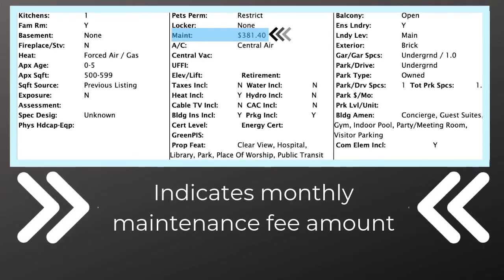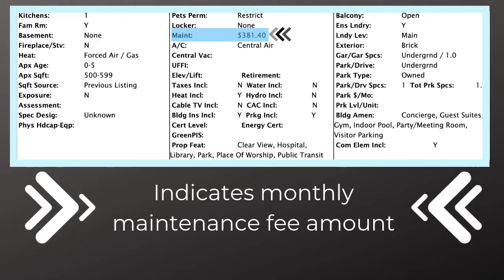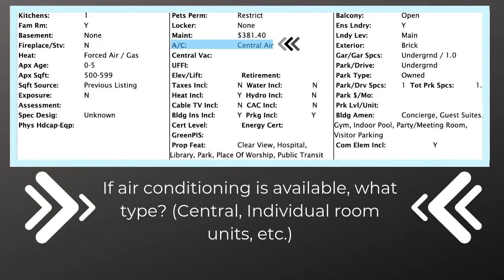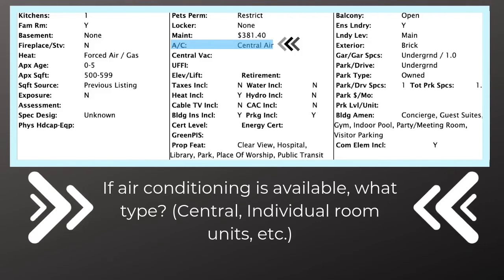Next, we have maintenance. This is telling you exactly how much the maintenance fee is per month. And the next one is air conditioning. If it's available, what type of air conditioning? It could be a central system or it could be individual room units.